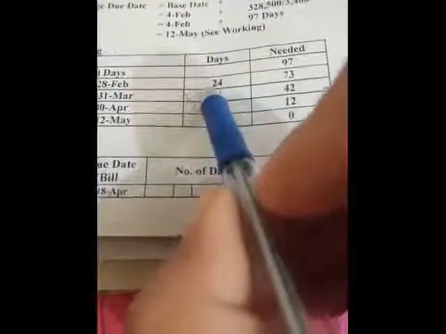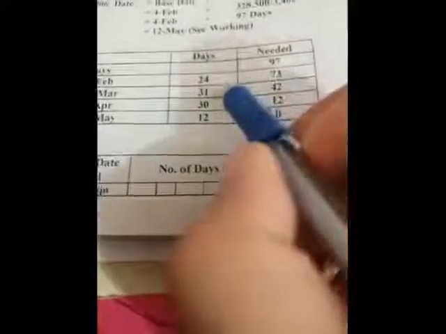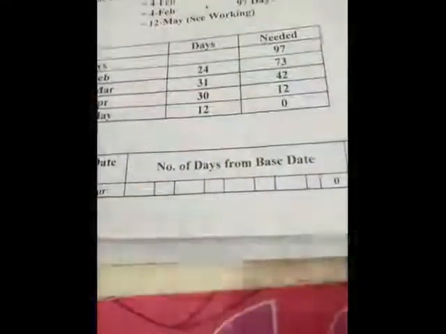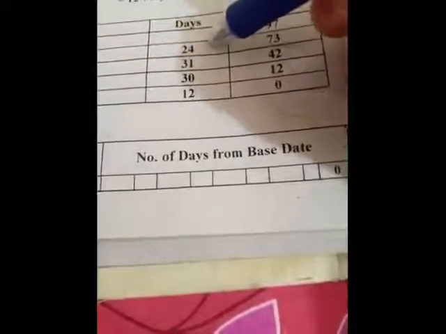Now how many days are left? We are in need of 97 days. We have taken 24 days from the month of February, so we are left with 73 days. हमें 97 days की ज़रूरत थी. हमने 24 दिन ले लिए फरवरी से. अब हमें मज़ीद कितने दिनों की ज़रूरत है? 73 days की ज़रूरत है. We are left with the need of 73 days.